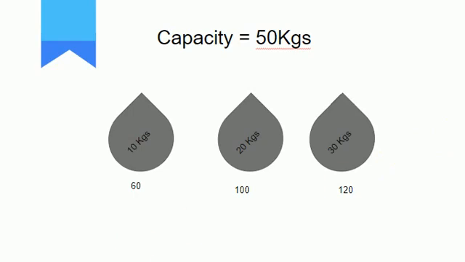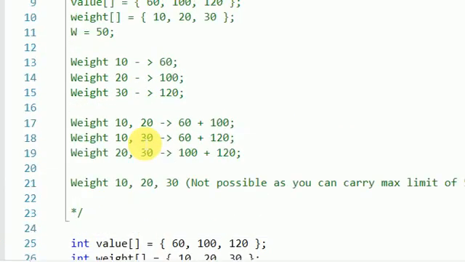Okay, so these are the possible options. You can come out of the home with the 10 kg bag, carrying only 60 coins. You can come with the 20 kg bag, carrying only 100 coins. You can come out with the 30 kg bag, carrying only 120 coins. But the question is, you have to come with the maximum number of coins. So you have an option to come out with combinations.